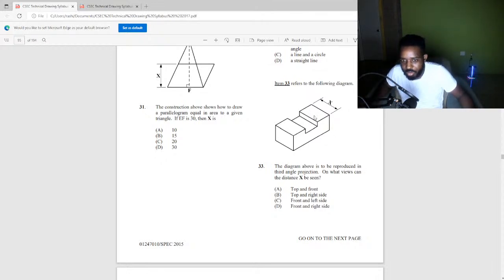We wouldn't be seeing it from the front. So it can't be B or C, because those have front. It can't be A either, because that has front. So it has to be B. The top, which is up here, we're looking down on the figure, you'll see that line, and from the right side, you'll also see it right there as well. So the answer for that is B.